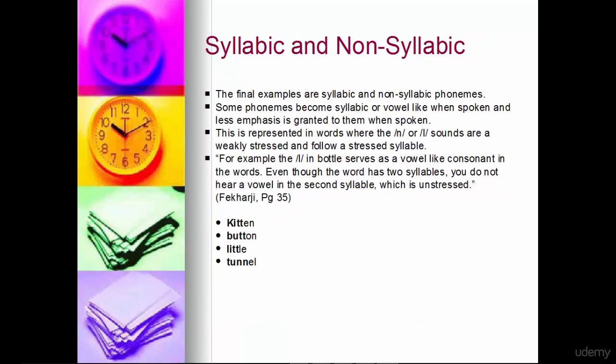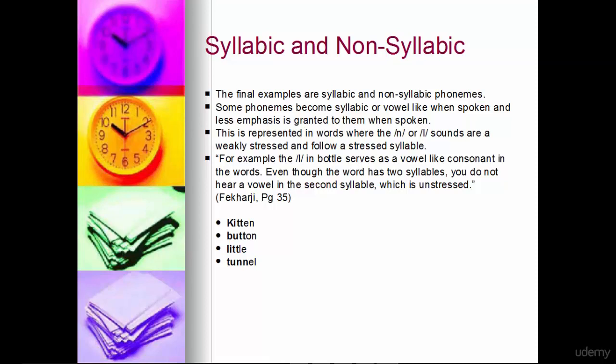Some phonemes are syllabic, or vowel-like, and are spoken with less emphasis. This is represented where the N or L sounds are weakly stressed following a stressed syllable. For example, bottle has a vowel-like consonant. Even though the word has two syllables, you do not hear the vowel in the second syllable, which is unstressed. Bottle. Or you could say kitten, button, little, tunnel.